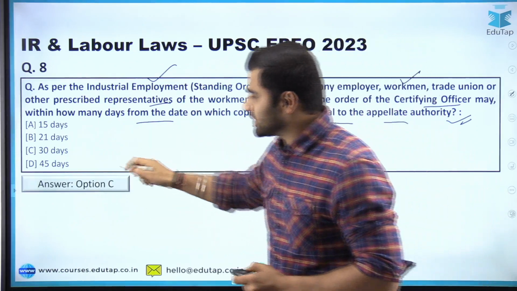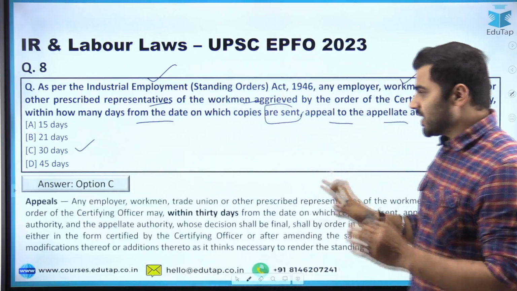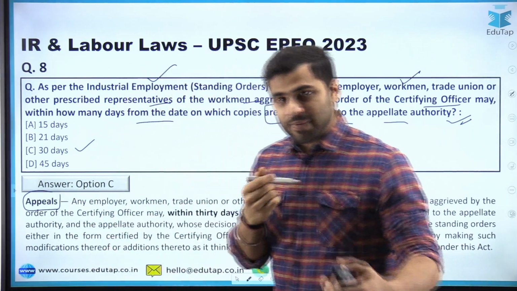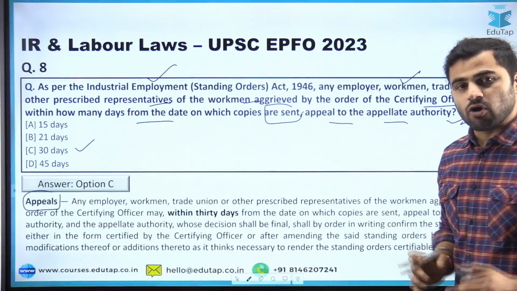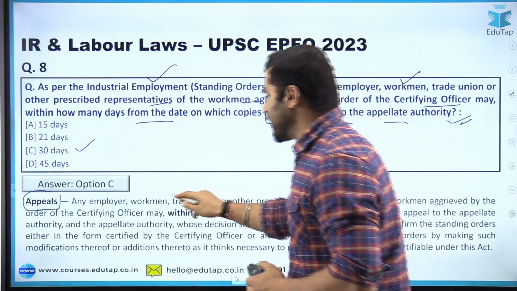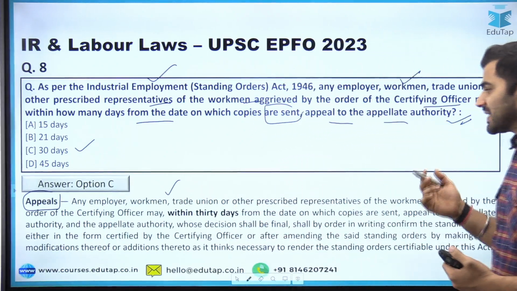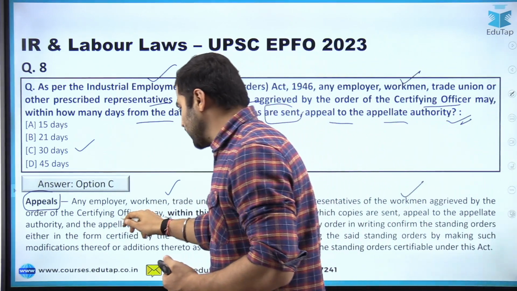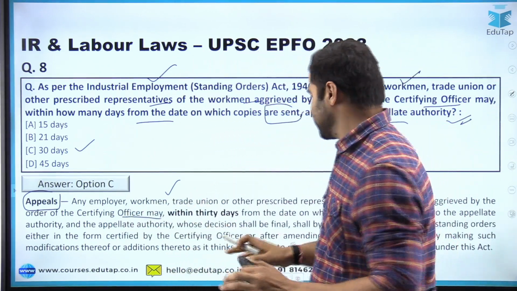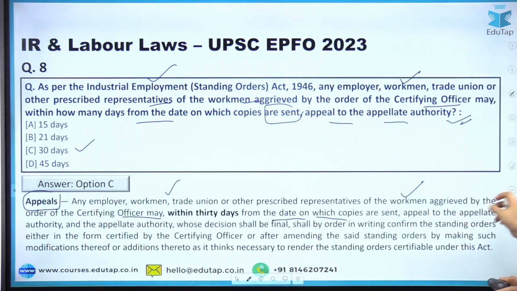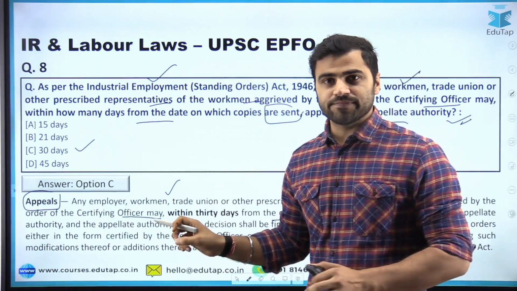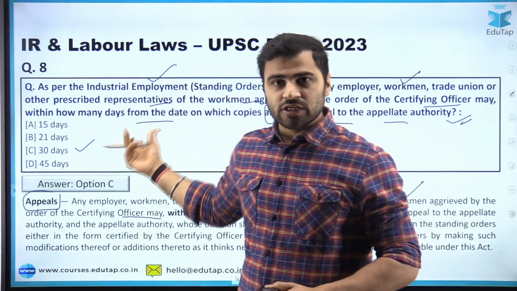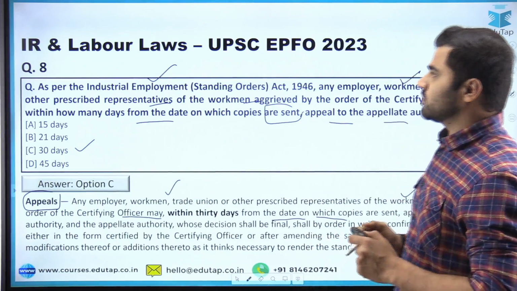The right answer is option number C, that is 30 days. So here you can read the important provision with respect to the appeal given under the Industrial Employment Standing Orders Act 1946. Any employer, workman, trade union or other prescribed representatives of the workmen aggrieved by the order of the certifying officer may within 30 days from the date on which copies are sent appeal to the appellate authority, right? So this is the correct provision. Now let's move to question number 9.